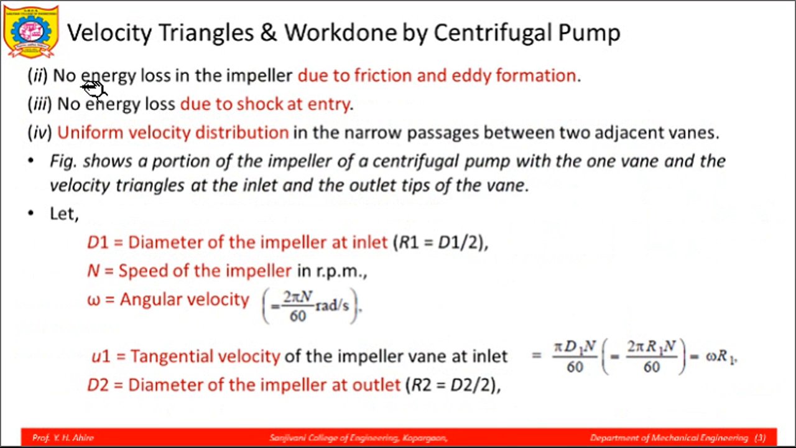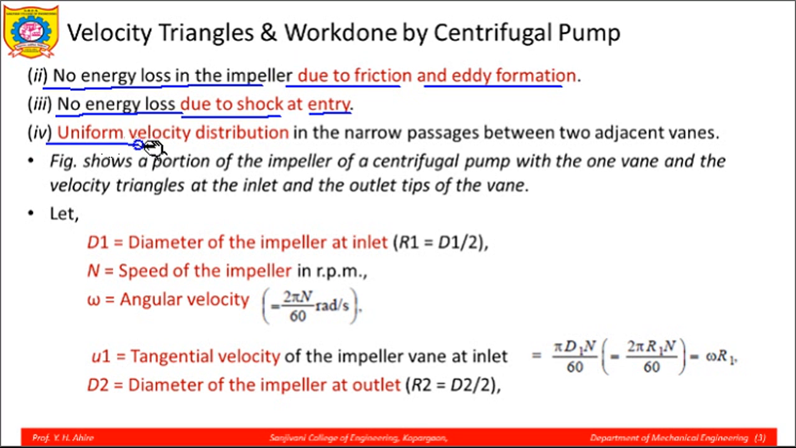The second assumption is there is no loss of energy in the impeller due to friction and due to eddy formation. That is the ideal assumption number 2: no loss of energy due to friction. Assumption 3: no energy loss due to shock at the entry of the vane. Assumption 4: the uniform velocity distribution in the passages between two adjacent vanes. The velocity profile is taken to be uniform.